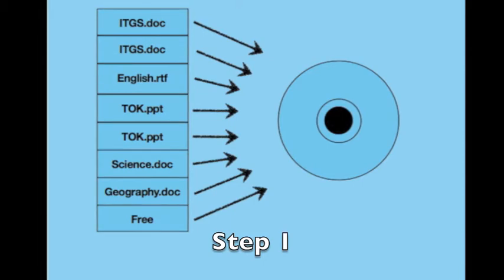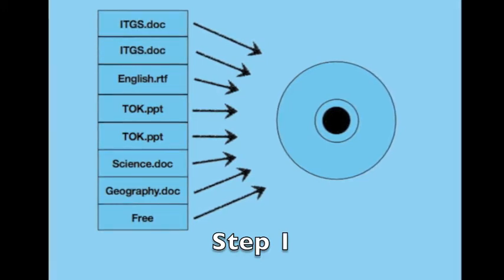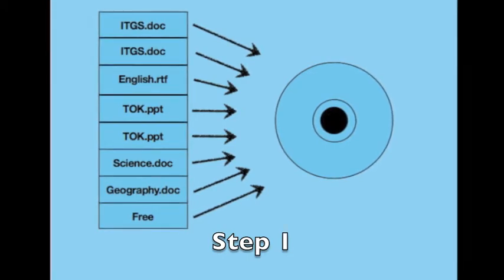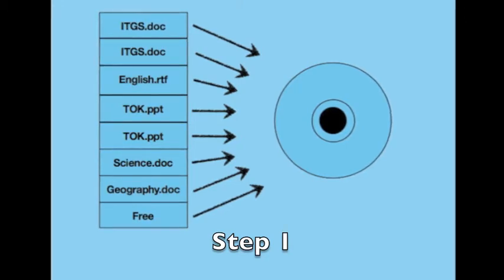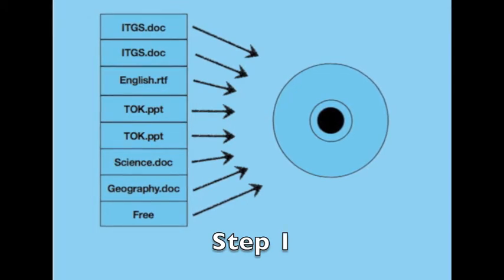Step 1. In the diagram given, you can see that there are 5 files that have been saved to the disk: ITGS, English, TOK, Science, and Geography. Each file is saved in a separate sector. 2 of the files, ITGS and TOK, have more than one sector. This is because their files are too large to put into one sector. Due to the fact that they were the first files on the disk, they were put in contiguous sectors, which means they were right after each other. And as you can see, the last sector on the disk remained free.